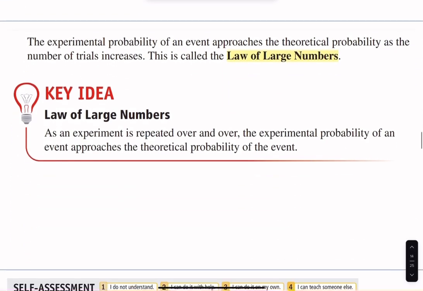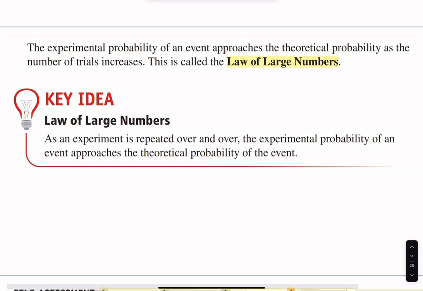And then the last little set of notes here. The experimental probability of an event approaches the theoretical probability as the number of trials increases. This is called the law of large numbers. So basically what that is saying is the more and more that you do an experiment, the closer and closer you get to the theoretical probability. So if you only do it a few times, there's a chance that it's going to be way off. If you keep repeating the event or the trial over and over, the more likely you're going to get close to that theoretical probability, like with the spinner we said was 1/4.